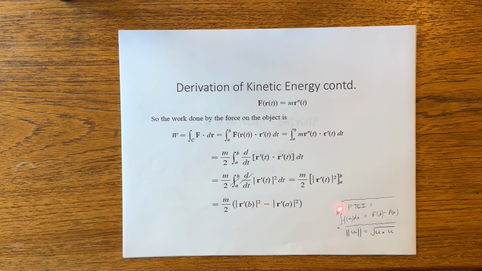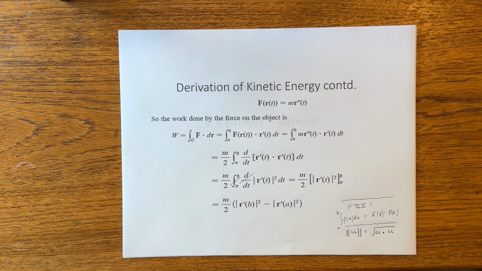Remember the fundamental theorem of calculus 2: we find the antiderivative and then evaluate at the limits of integration. That's the fundamental theorem of calculus. And also another concept: the magnitude or norm of a vector is equal to the square root of the dot product of the vector with itself. So when you square this, you get u times u, or u dot u, okay?